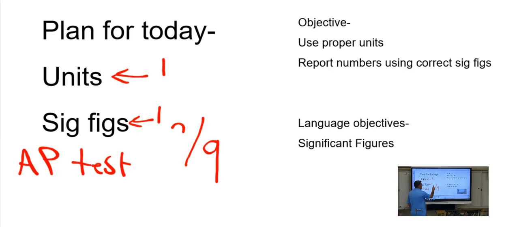So 2/9 of your score on a problem has to do with the correct units and the correct sig figs. And the reason why that's super important is because if you can average between 4 and 5 out of 9, you can pass the AP test. Sound familiar? I just had this conversation.